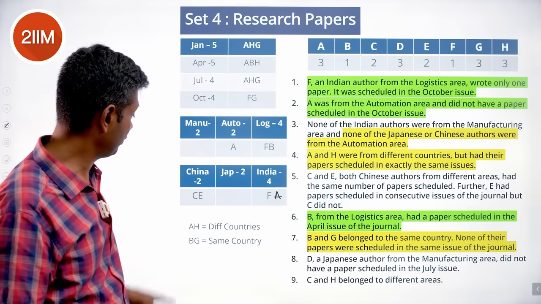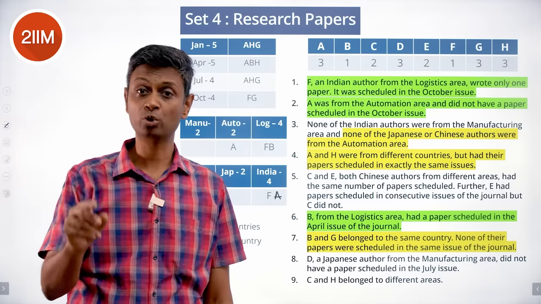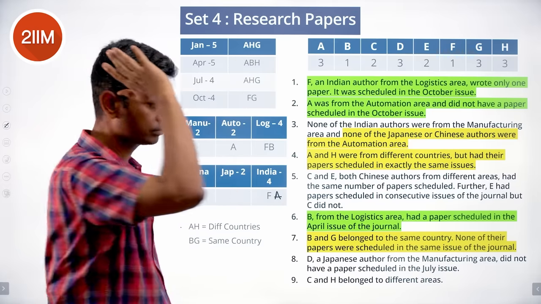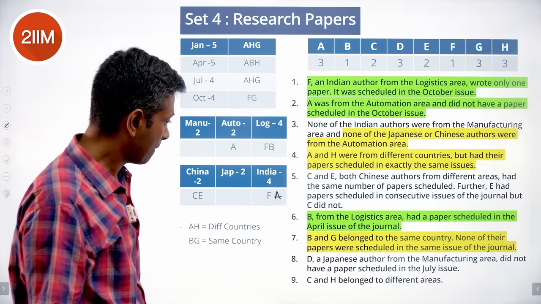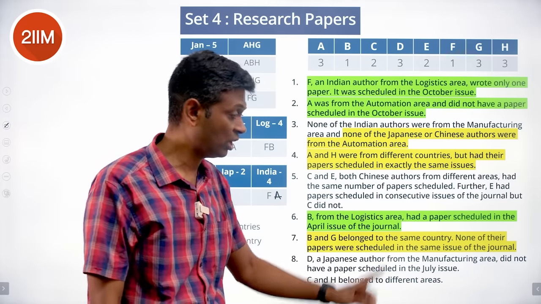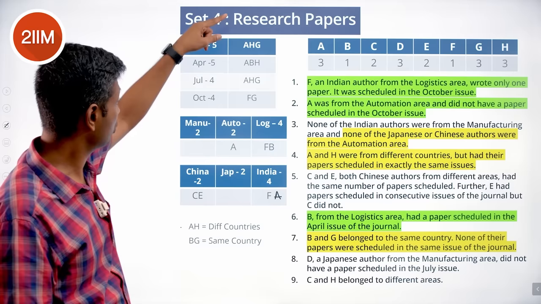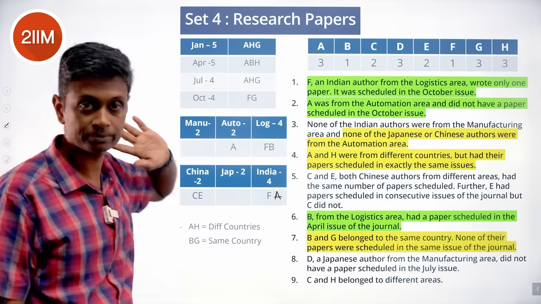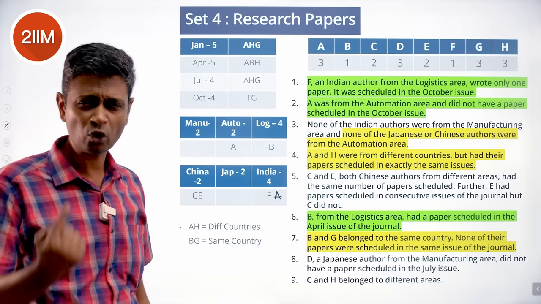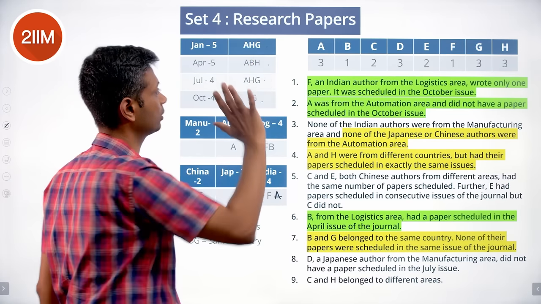A and H were from different countries, but had their paper scheduled in exactly the same issue. This is massive because we have AAA, we can put HHH straight away. B and G belong to the same country, but none of their papers were scheduled in the same issue. We know B published only one, and that was in April. So G should have published in Jan, July and October. So we want AHG, ABH, AHG, FG. So we need to have only one more here, only two more here, two and two here.